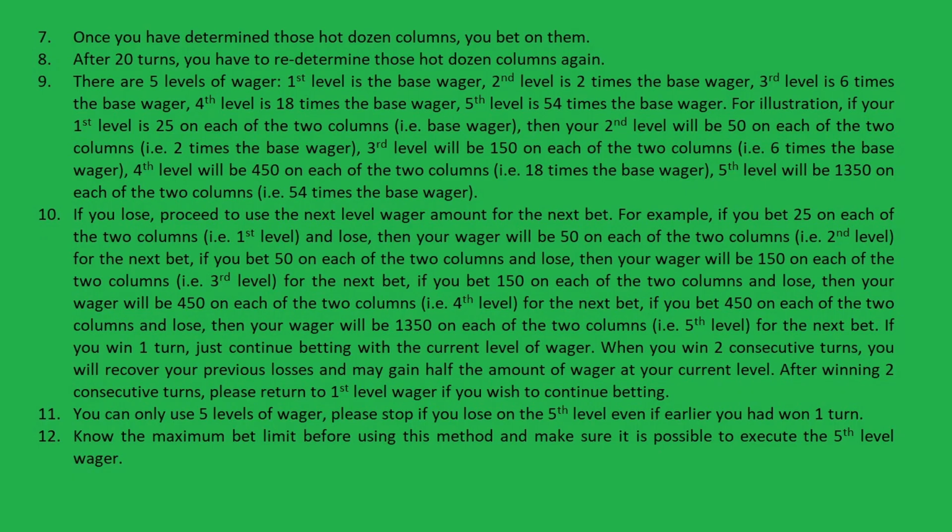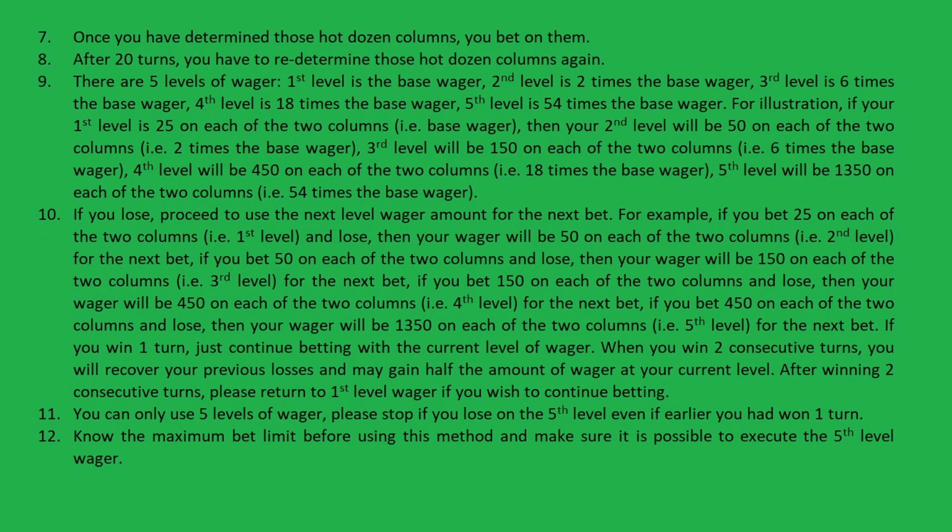third level. For the next bet, if you bet 150 on each of the 2 columns and lose, then your wager will be 450 on each of the 2 columns, i.e. fourth level. For the next bet, if you bet 450 on each of the 2 columns and lose, then your wager will be 1350 on each of the 2 columns, i.e. fifth level, for the next bet.